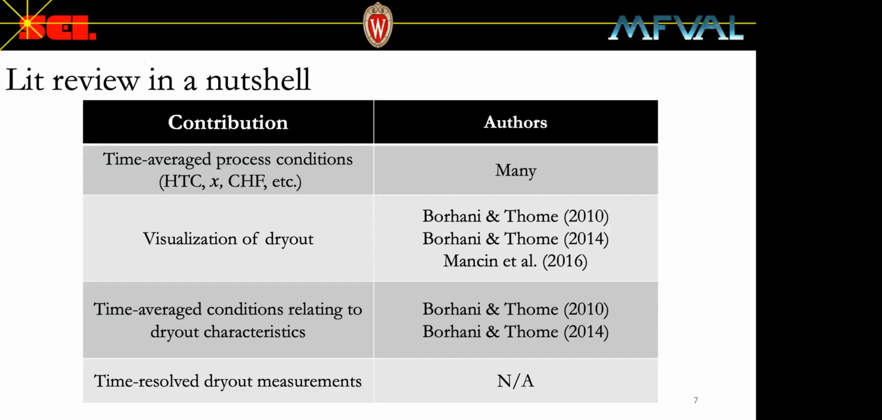However, none of these observations were made through the heated surface. Only Borhani and Tomi have presented time average conditions relating to dryout characteristics. However, the authors made their observation using high-speed video and were therefore very limited in the length of their data sets. And to my knowledge, there exists no literature containing time-resolved measurements during dryout conditions. So this is one big gap in the literature that we would like to fill.